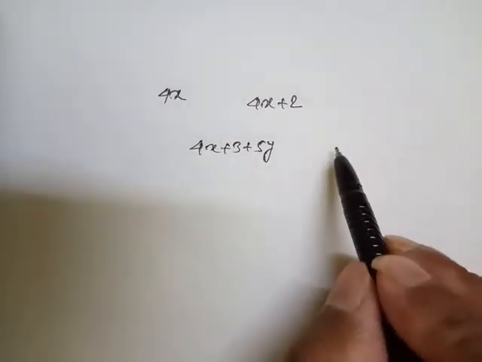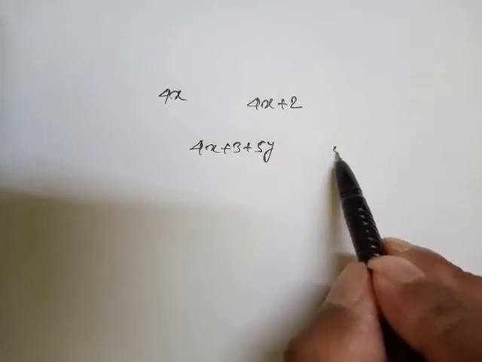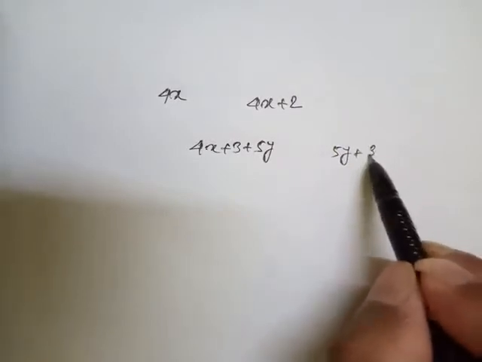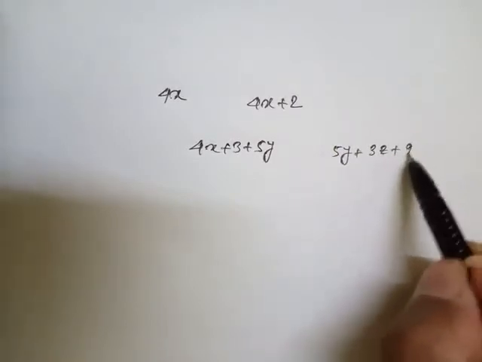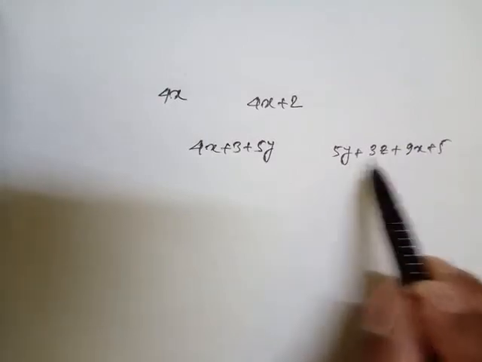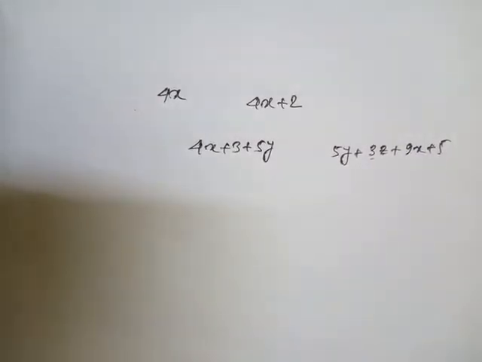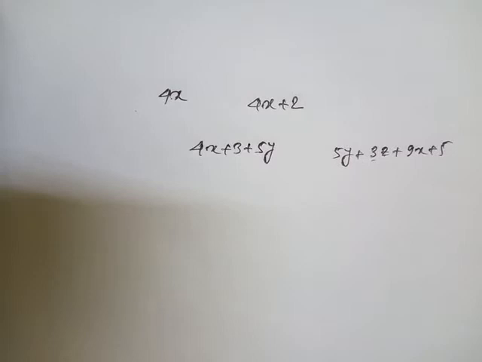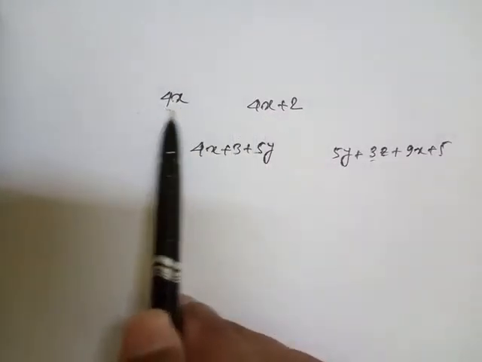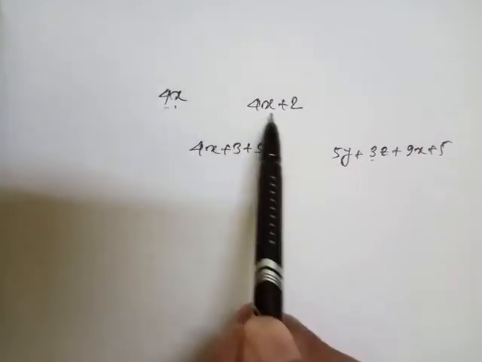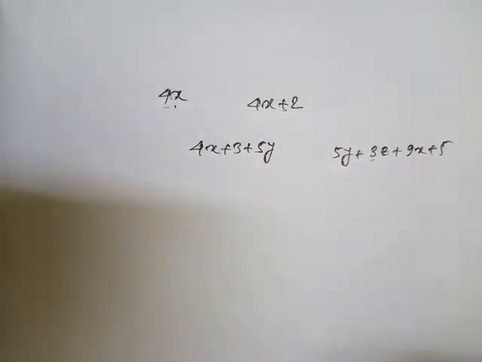Next would be, say, 5y plus 3z plus 9x plus 5. Look, 1, 2, 3, 4, four terms, so we can say that it is a tetranomial. Tetra means 4. Now if I write only this one, we can say that it is a monomial. If I write this one, we can say that it is a binomial. Polynomial means more than two terms.